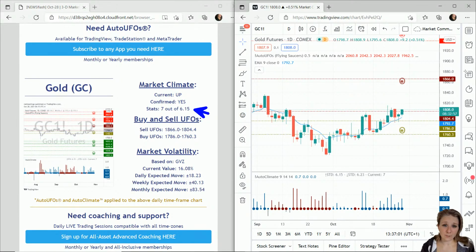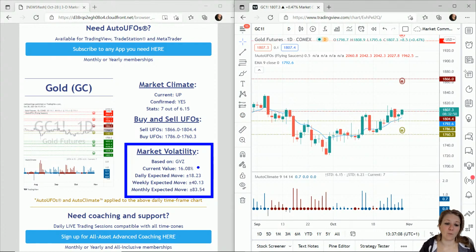If we don't have confirmed probabilities one way or the other, best to do nothing when it comes to these markets. Now, in terms of volatility on gold, we'd expect movement up or down in 1 year of 16.08%. In 1 day, that's 18.23 points up or down. In a week, 40.13 points up or down.